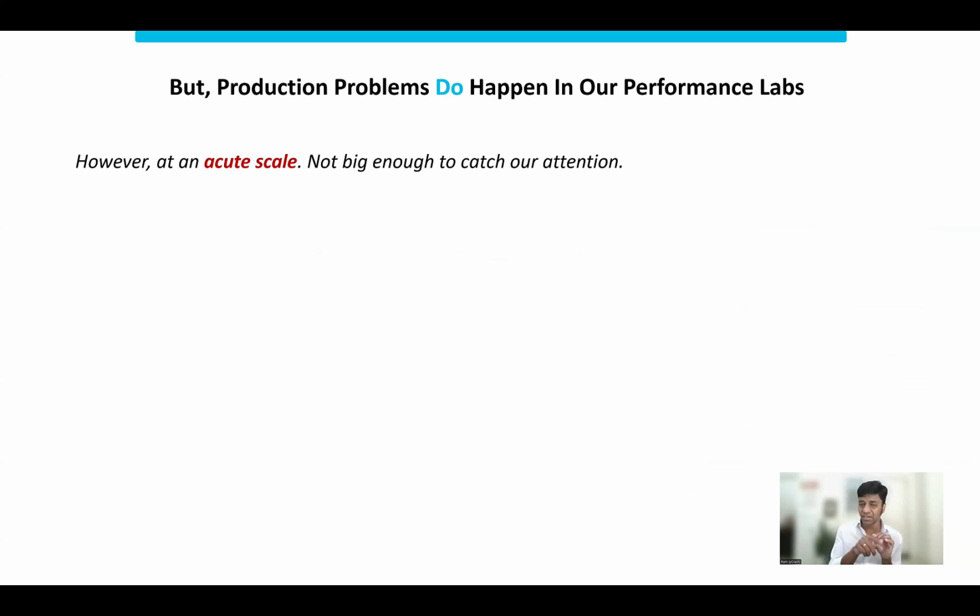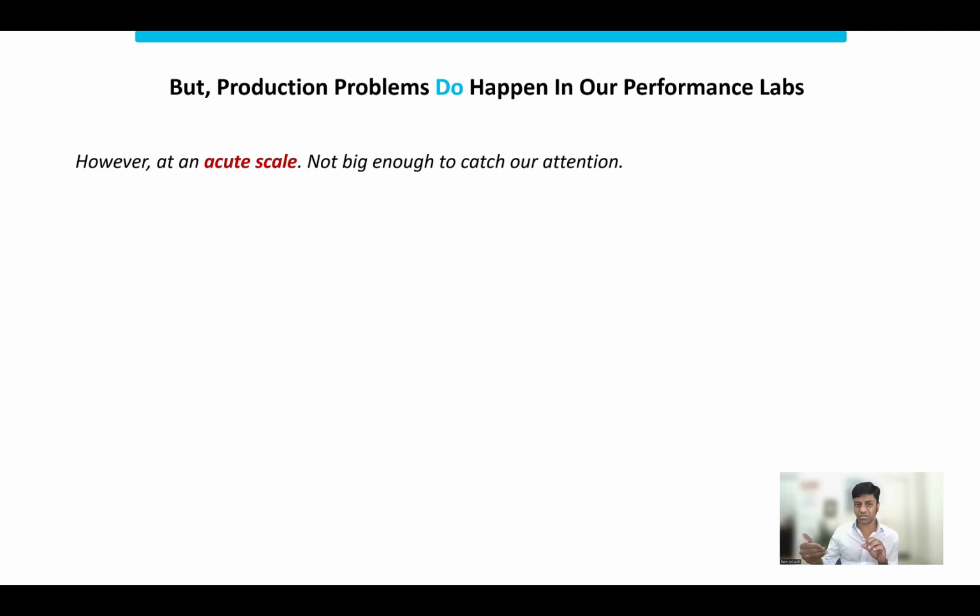Despite all the reasons I told earlier, I would like to place a counter argument that whatever performance problem we see in production still happens in our performance lab as well. But it happens at an acute scale, a small, granular scale, which is not big enough to catch our attention. I'll show an example.